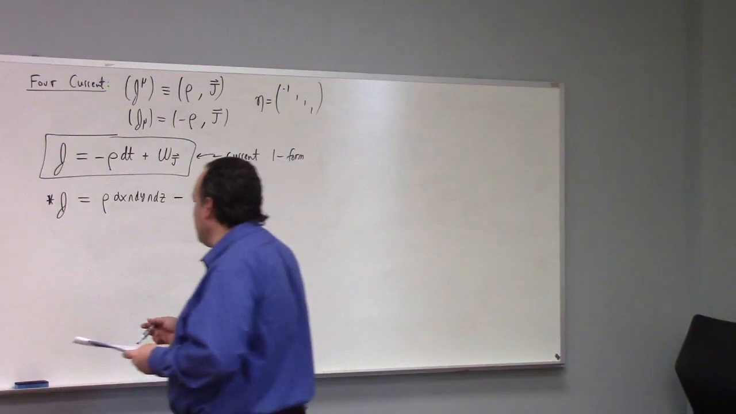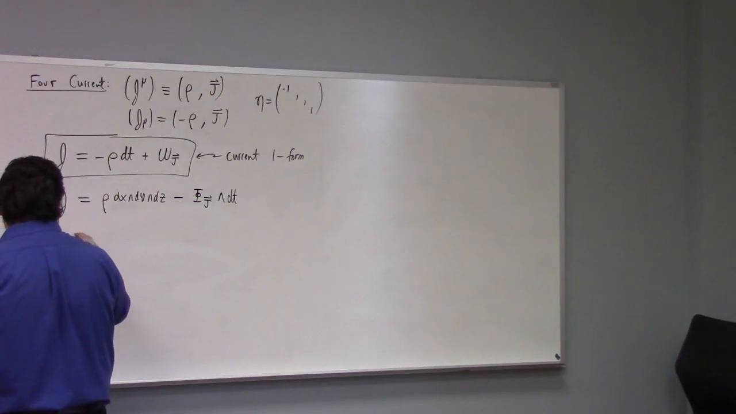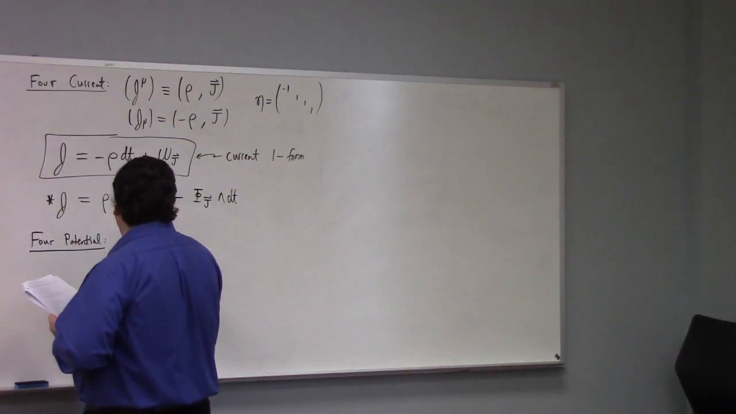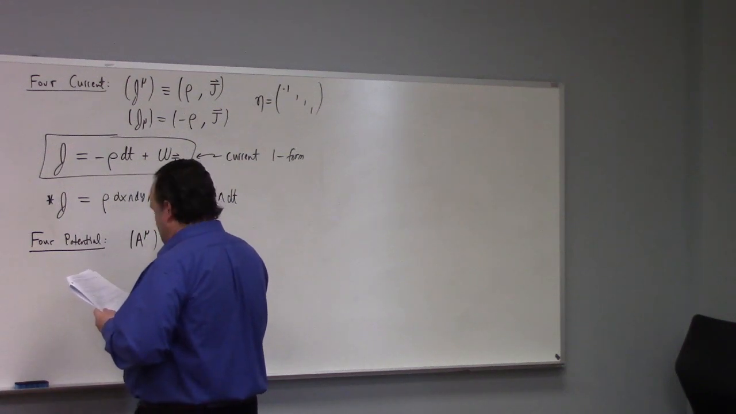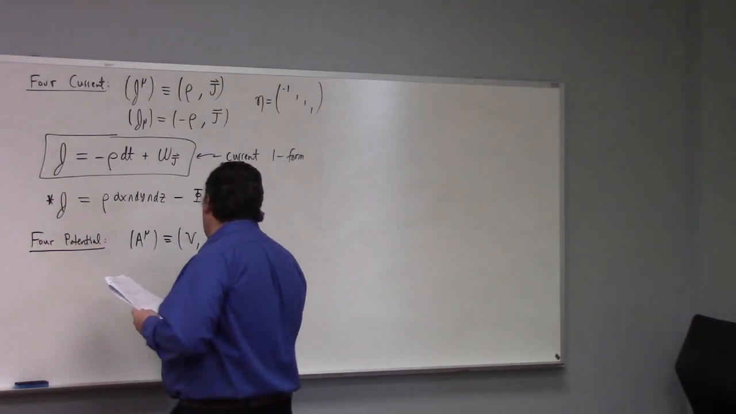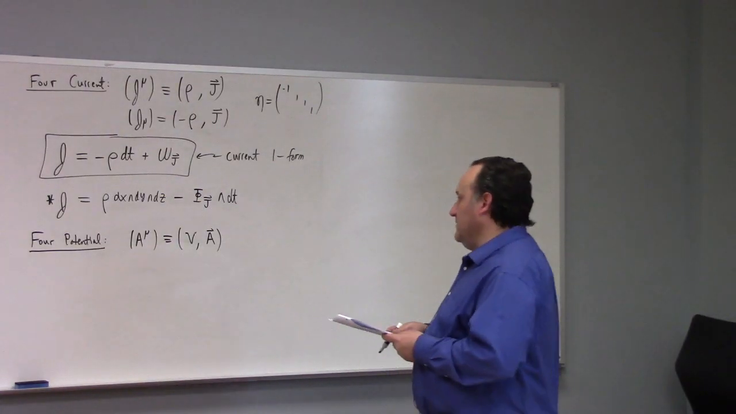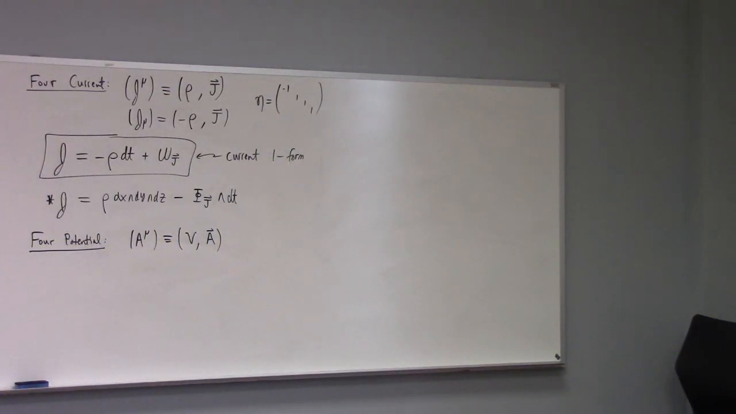Next up, we need to define the four potential. The four potential, if we put an upper index, A upper mu, as a space-time vector, would have components voltage and the vector potential. Now the vector potential is probably something you have not heard of before. I'll explain more what that means as we go on. Just take it from me here that V is the voltage, like battery voltage, the voltage you've heard of and come into contact with.